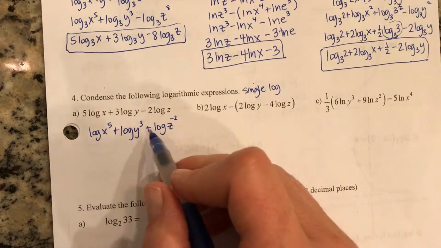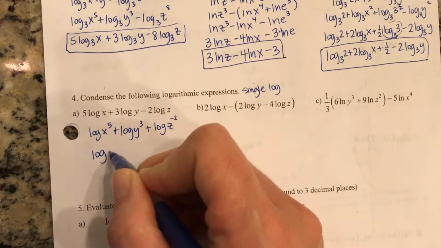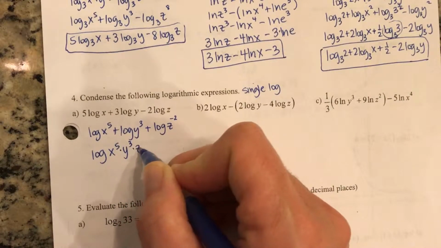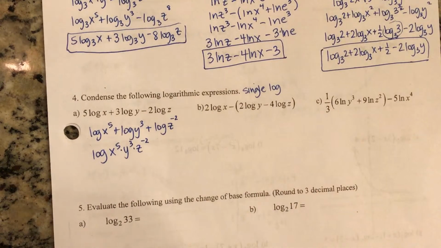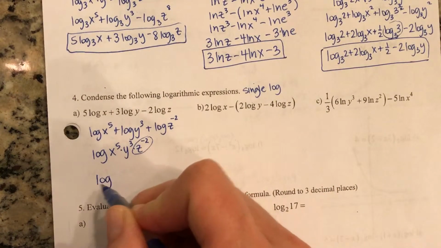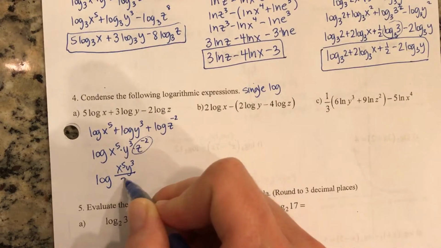So now it's plus and a plus, so this is all going to be multiplication, which means it's going to be x to the 5th times y to the 3rd. You don't have to write that multiplication. I'm just doing that so you can see. And then this needs to be moved down. So my final answer is a single log, x to the 5th, y to the 3rd, divided by z squared.